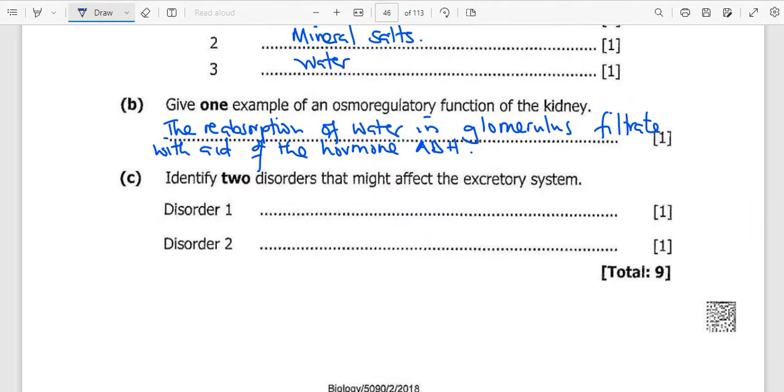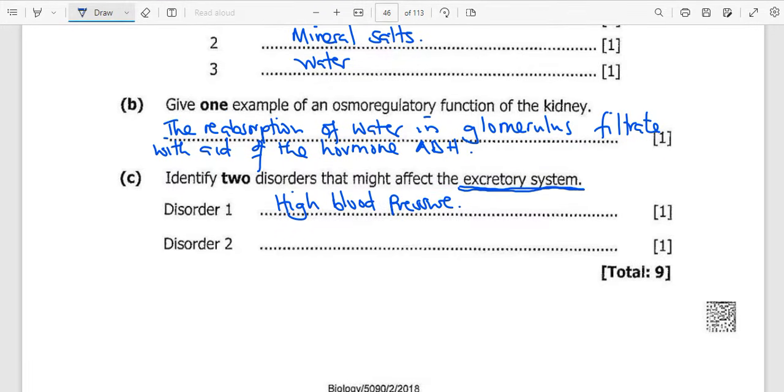Okay, identify 2 disorders that might affect the excretory system. So we are looking at those infections or diseases that may affect the excretory system, initially those that will go direct and affect the kidneys. What are those diseases or disorders that will affect the kidney? Number 1, if a person has high BP, that will lead to destruction of the kidney. So high blood pressure.